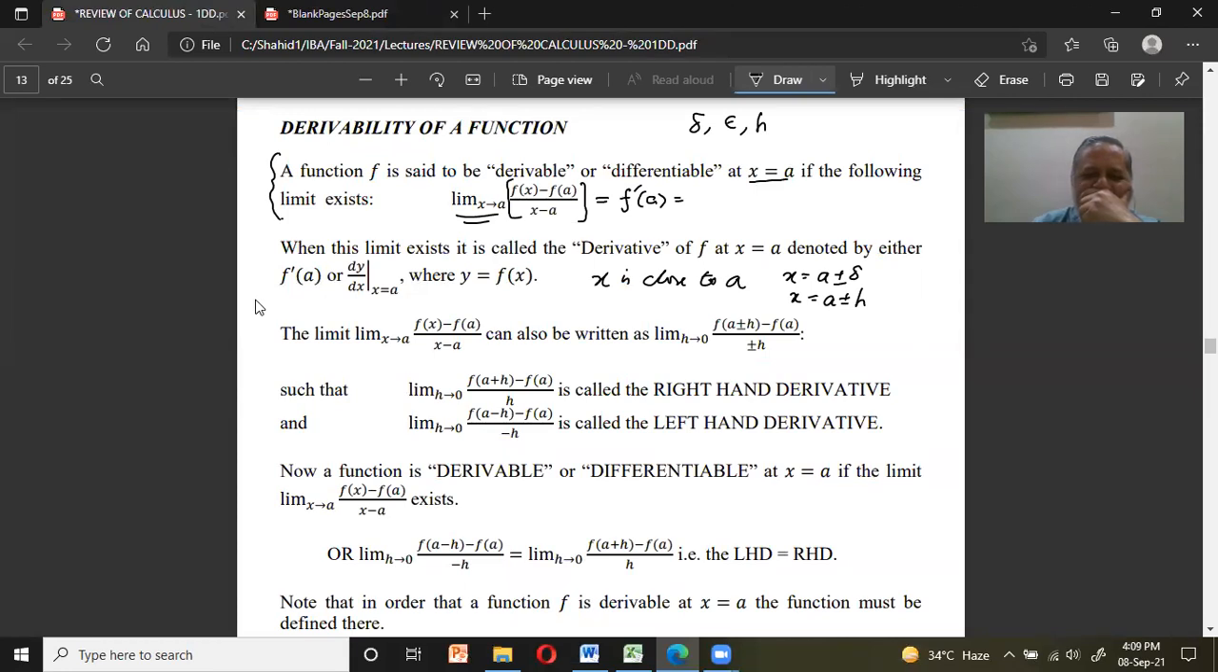A plus h means we are working on the right hand side, and we call this limit the right hand derivative. If we are using a minus h, note that delta, epsilon, or h themselves are all positive real numbers. So to express the right side, we consider a plus h. To express the left side, we consider a minus h, and we get these limits.